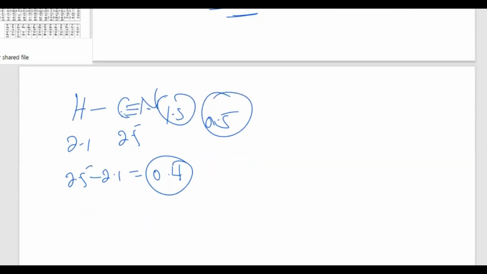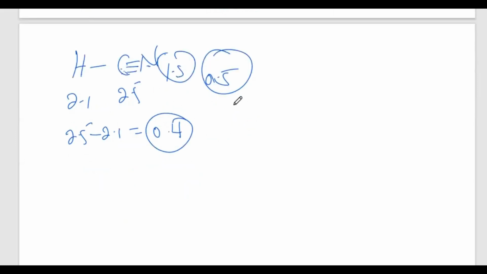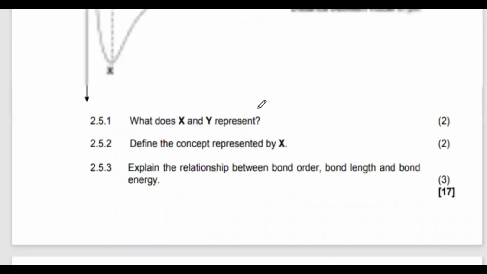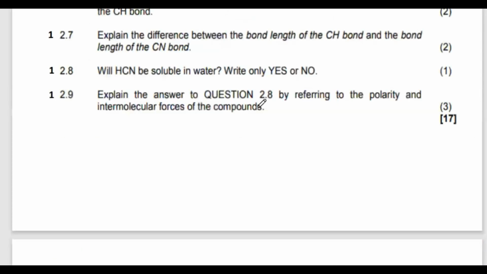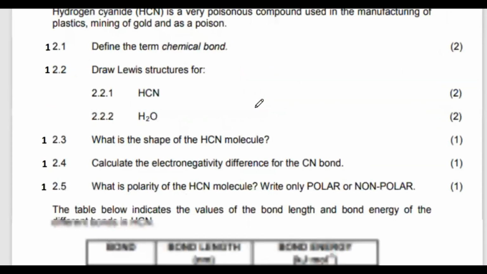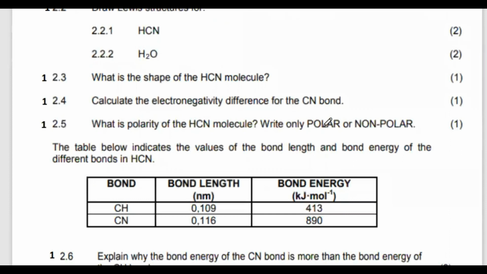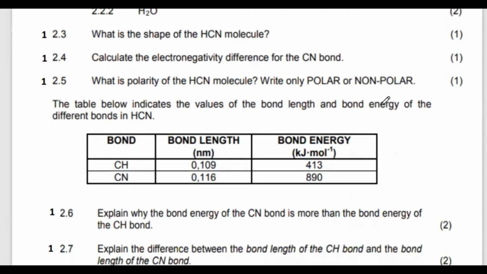However much polarity we have, either it's weakly polar or ionic, it depends on the kind of polarity, but it's going to be polar. So the answer here is polar. Give a reason: because of the difference in electronegativity. The table below indicates the value of bond length and the bond energy of different bonds in hydrogen cyanide.